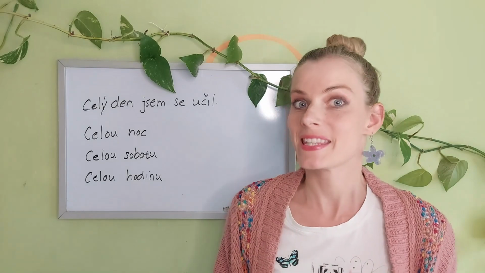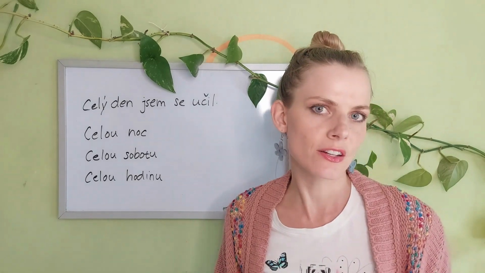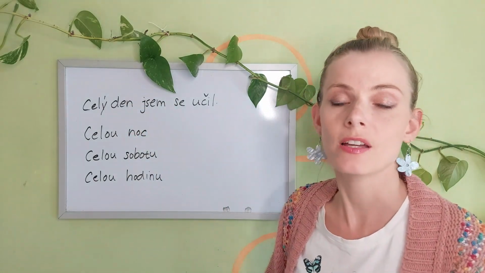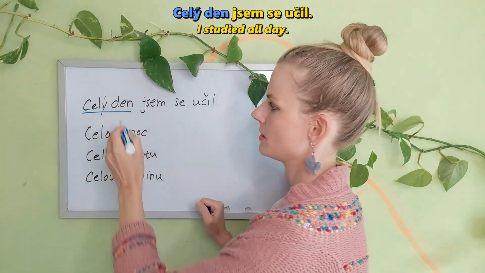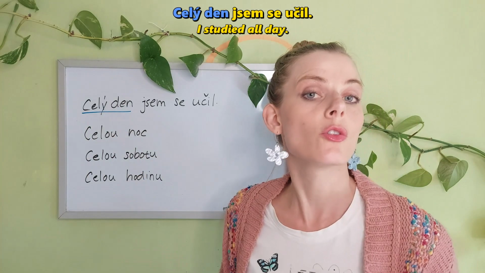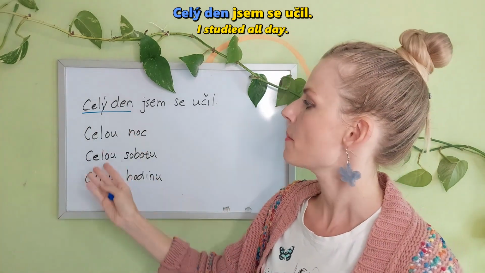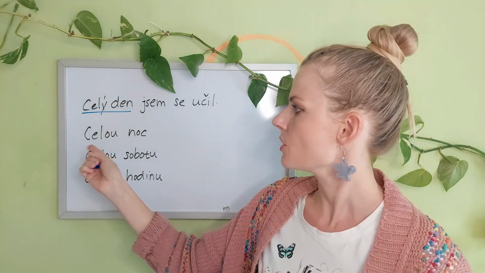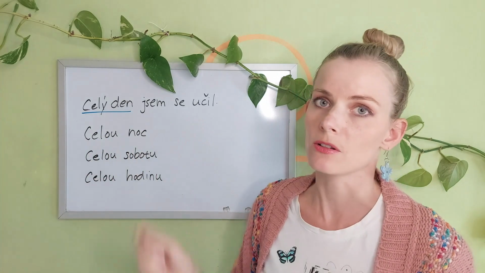And now the word celý. Celý means entire or a whole. Celý den jsem se učil. I studied the whole day. Celý den jsem se učil. This is the accusative case, although it is not clear, but you will see it if you want to say I studied all night. Celou noc jsem se učil.